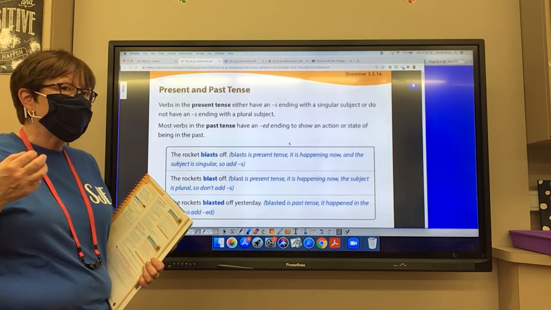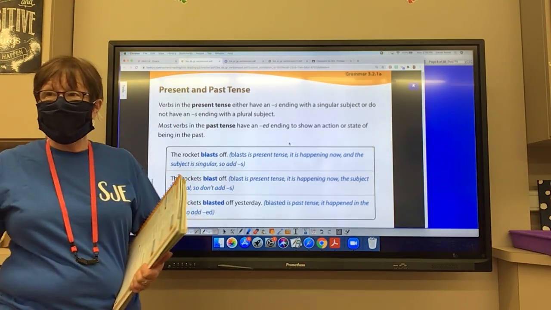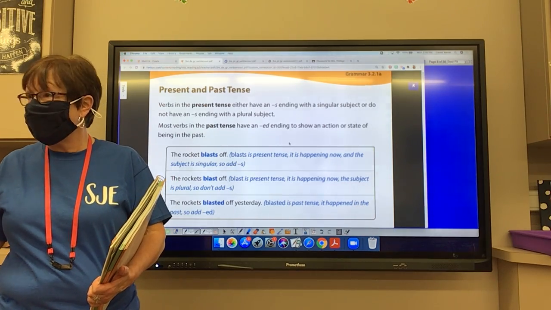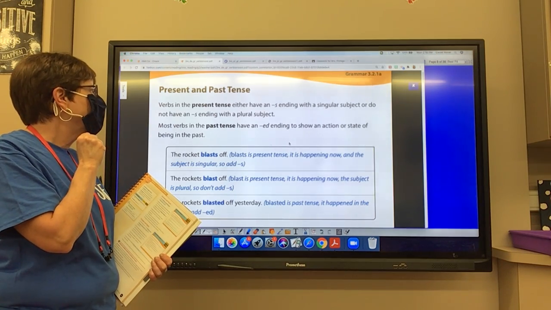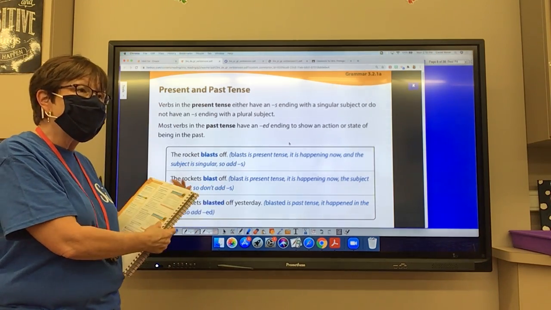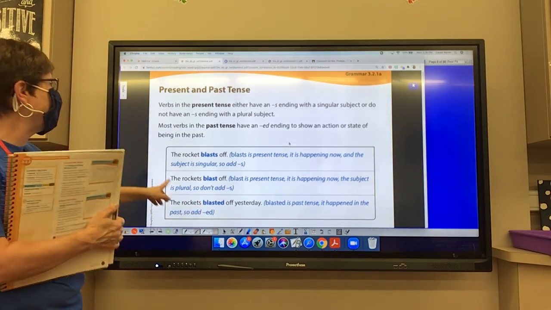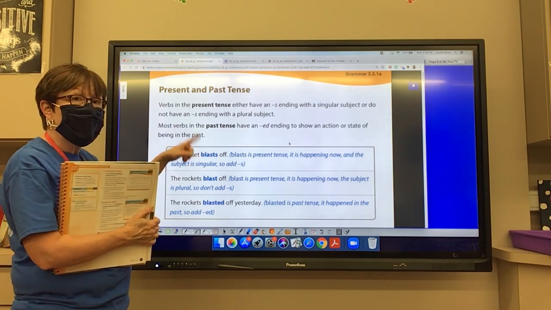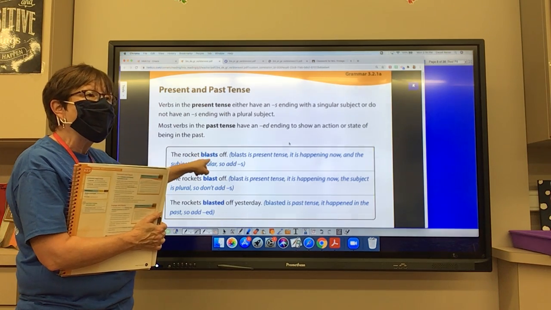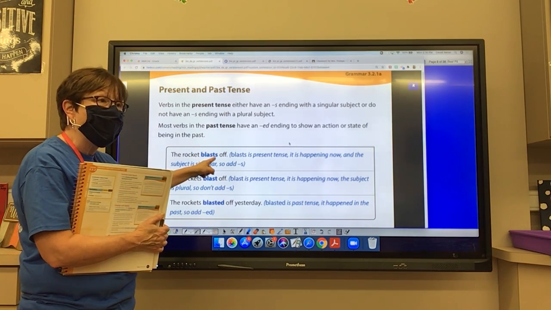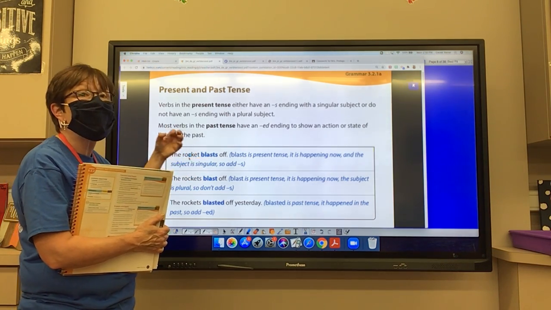Most verbs in the past tense have an ed ending to show an action or a state of being in the past. So we add ed to verbs that happen in the past. Here are some examples. The rocket blasts off. Now blast is in the present tense. It is happening now, and the subject is singular, so we add s. Rocket is singular. There's only one rocket. So we add an s to the verb blast, and it becomes blasts.